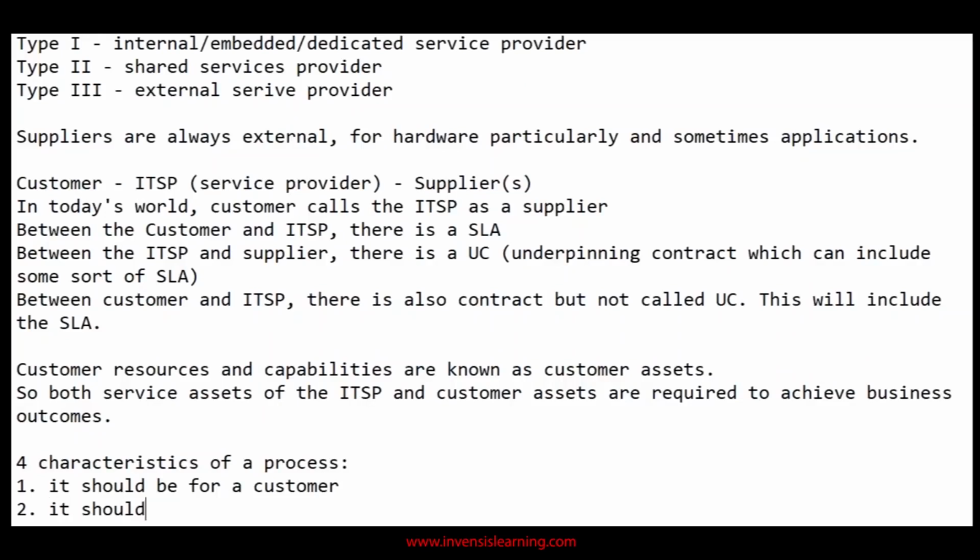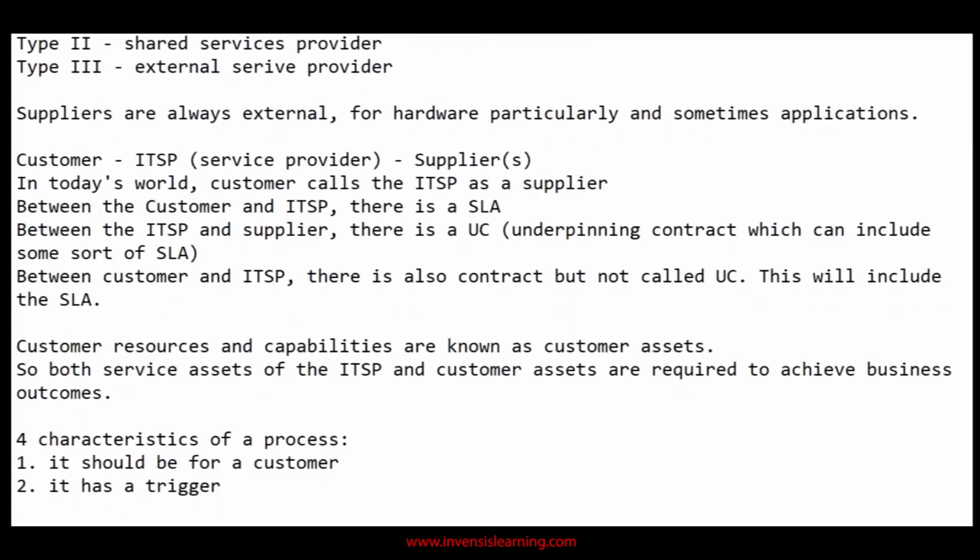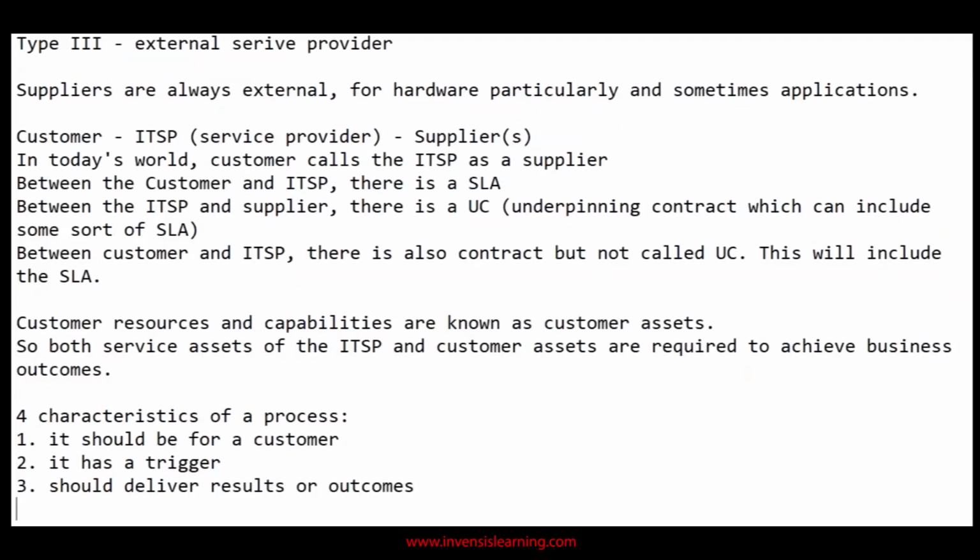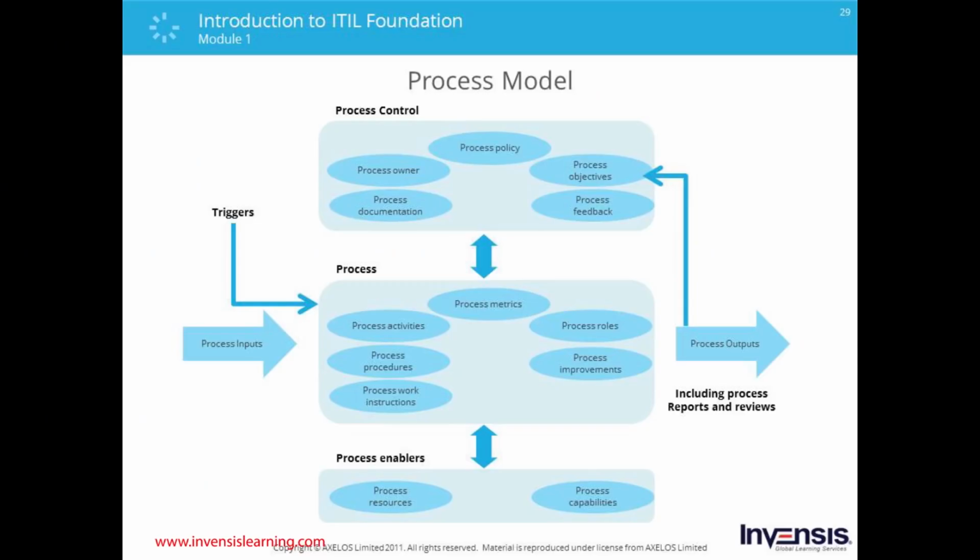It has a trigger. We saw that earlier. It should deliver results or outcomes for the customer, of course, and it should be measurable. So these are the 4 characteristics. For a customer, it should have a trigger, it should deliver results, and it should be measurable. These are the 4 characteristics of processes. Okay.